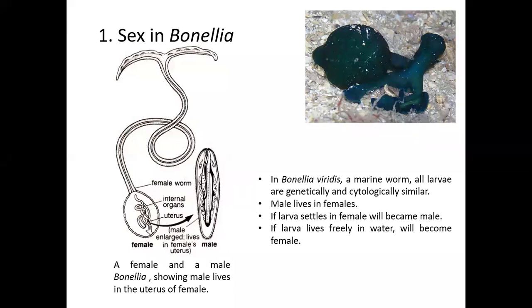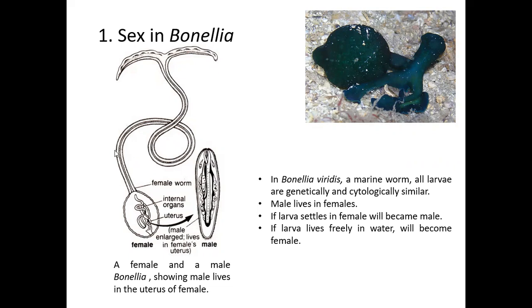Similarly, if a partly developed male is detached from the proboscis, it will become an intersex. Obviously the proboscis secretes a substance suppressing femaleness, especially. So this is one of the best examples of environmental sex determination in Bonellia.